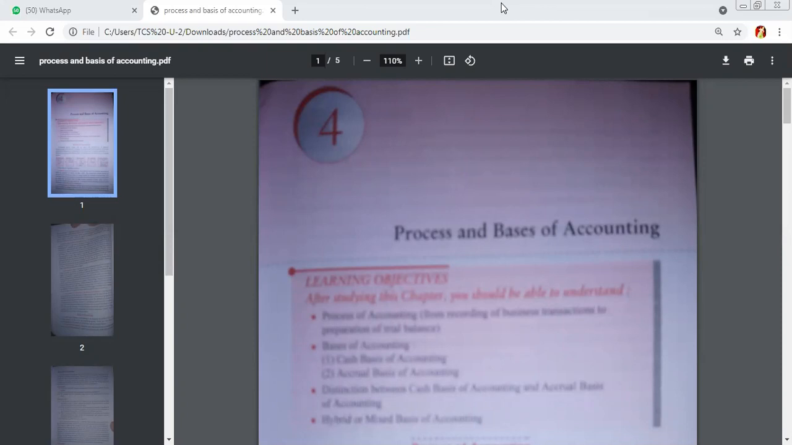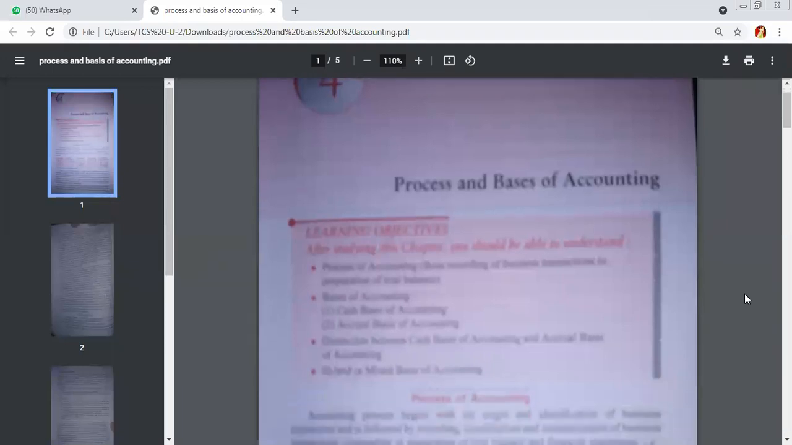Good morning, everybody. Today we will start our chapter number 4, that is process and basis of accounting. I hope after doing the practical portion, that is your journal and accounting questions, so many concepts that you learned in chapters 1 and 2 will be clear to you, like the basic accounting terms and basic fundamentals. And today, whatever the process or the basis of accounting that we will learn, like you did journal, you will also learn to do ledger and trial balance.